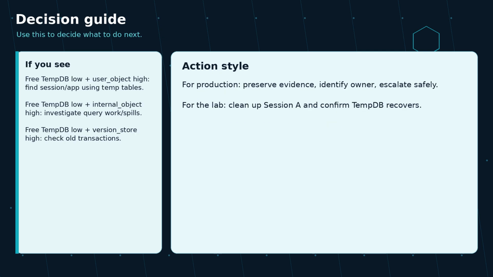Use the largest bucket to choose the next action. High user object usage means investigate temporary tables and the owning session or application. High internal object usage means look for expensive queries, sorts, hashes, spills, and reporting workloads. High version store usage means investigate long-running transactions and row versioning activity. Low disk space or blocked file growth requires a storage or configuration response. Preserve the evidence before canceling a session, restarting a service, or changing TempDB files.